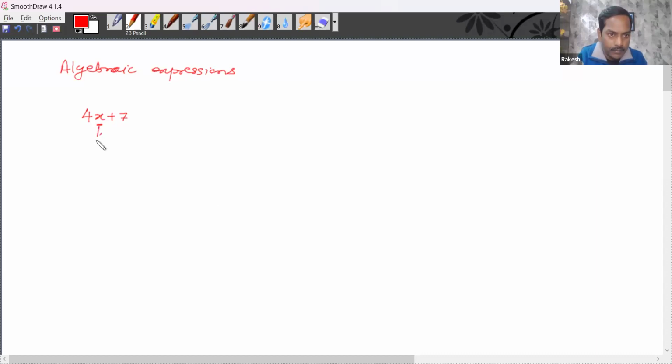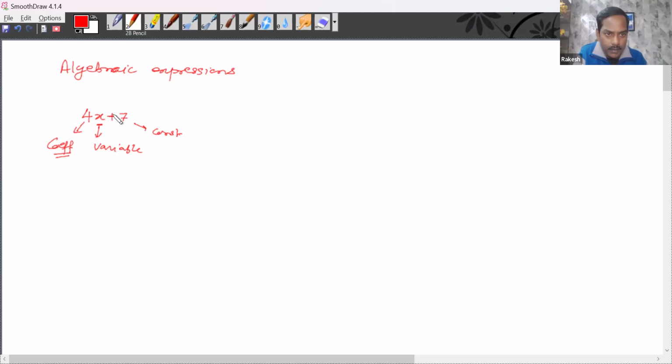Here, x is a variable, right? 7 is a constant. 4 is also a constant, but 4 is multiplied with a variable. So 4 is also a constant, but this constant is actually getting multiplied with the variable. So we call this a coefficient, right?